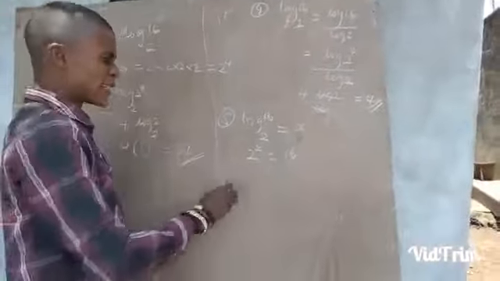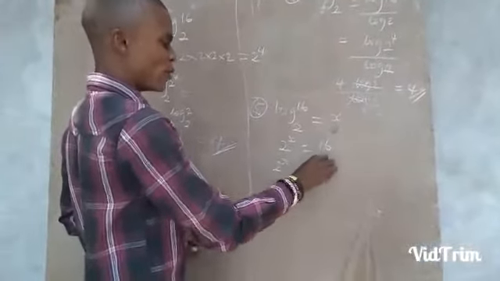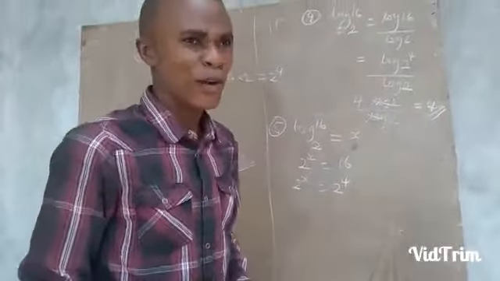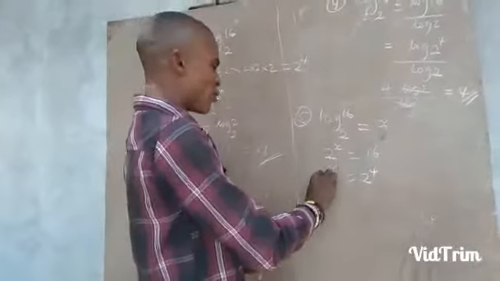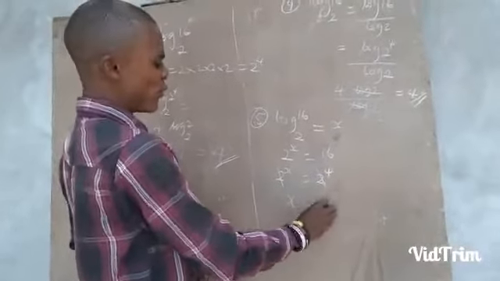A few minutes ago I said 16 is 2 to the power 4. Anywhere I see 16, I will just say 2 to the power 4. If that is done, the equal bases will cancel. This is 2, this is 2, they will cancel. So my answer becomes 4.